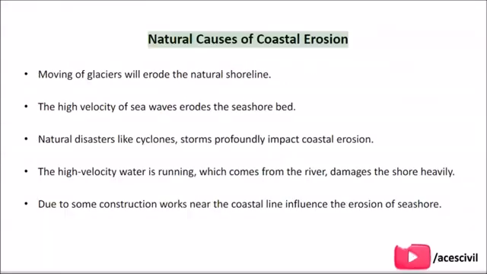Natural causes of coastal erosion. Moving of glaciers will erode the natural shoreline. The high velocity of sea waves erodes the seashore bed. Natural disasters like cyclones and storms profoundly impact coastal erosion. The high velocity water running from the river damages the shore heavily. Some construction works near the coastline also influence the erosion of the seashore.